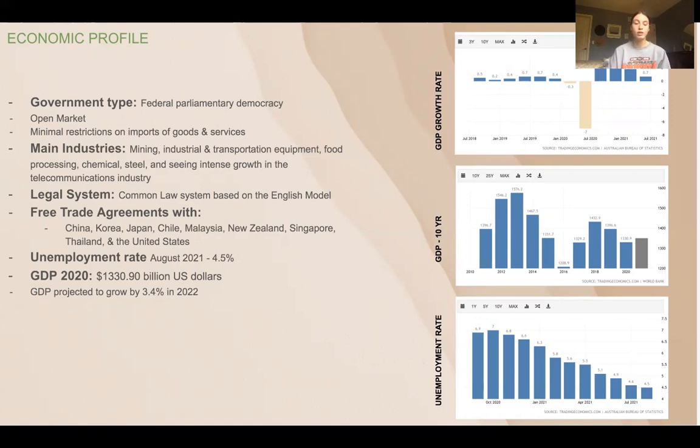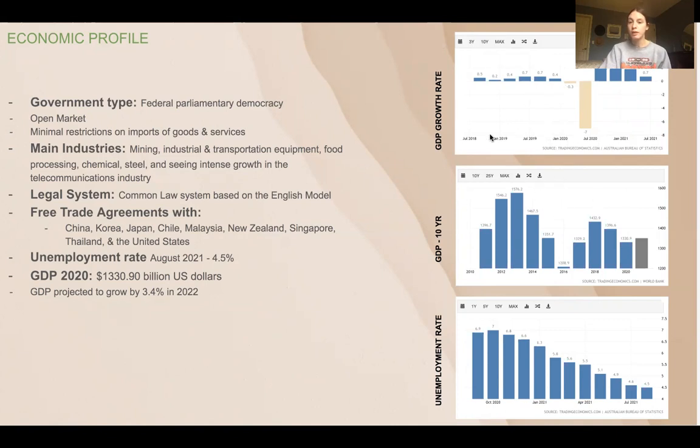The GDP in 2020 was 1,330.9 billion US dollars, and it is projected to grow by 3.4% in 2022. This is a great sign for the output and growth of the industries and the economy as a whole in Australia. And I've moved my camera here just to show you the graphic depictions of the GDP.